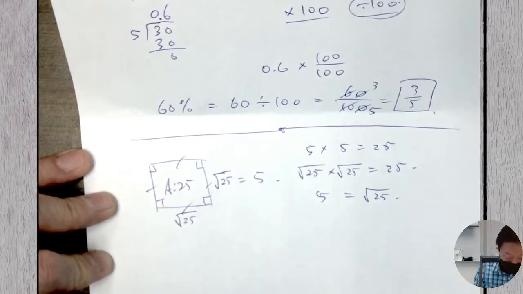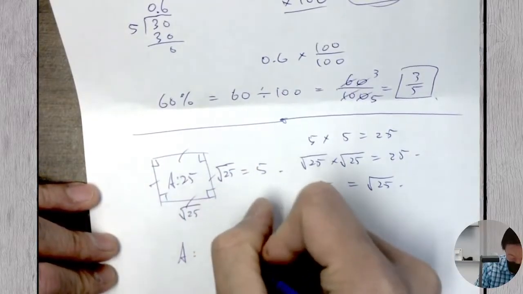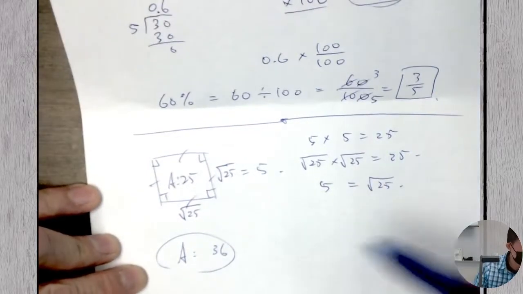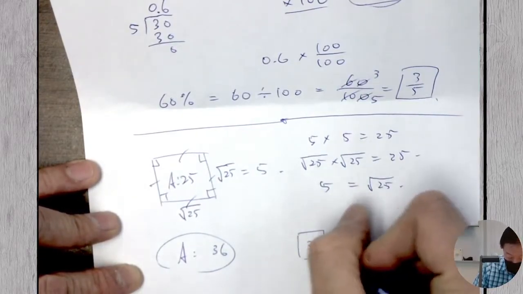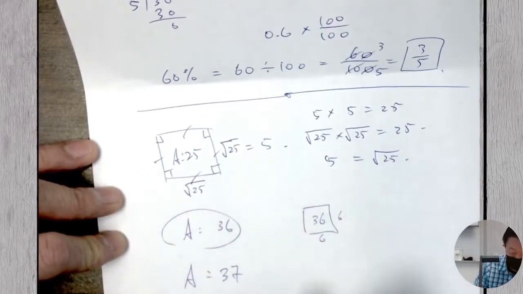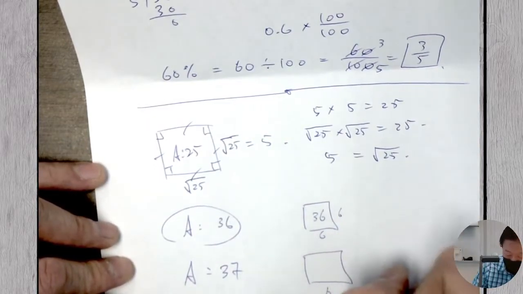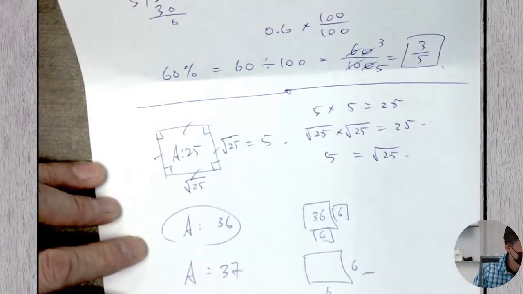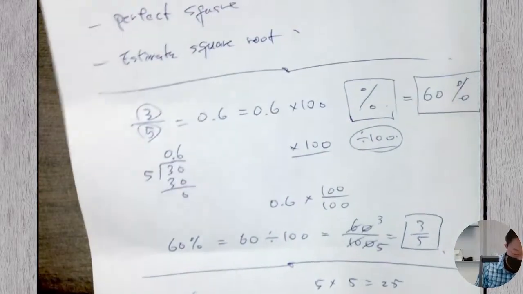That's our perfect square. So in this case, if the area is, I don't know, 36, is this a perfect square? Yes, this will be a square with side length of 6, so the area will be 36. If I say this area is 37, is this a perfect square? No. You would still have a side length of 6 point something, but this number needs to be an integer for it to be a perfect square. Okay? All good? Next, estimate square root.